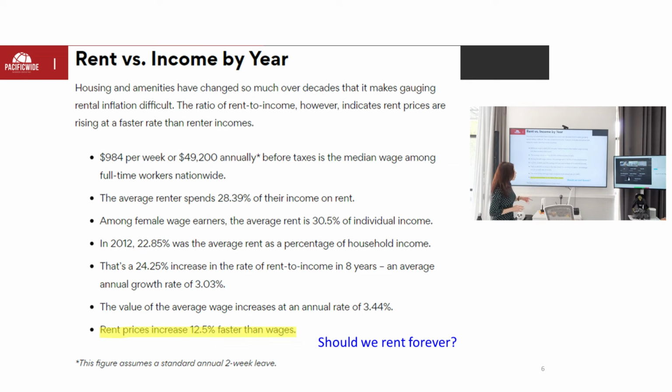I don't want to read the whole thing. You can read it later. But look at the last one. Read it for me, Jose. Rent prices increased 12.5% faster than wages. Explain it to me. The rent prices keep going up while your wages stay about the same. But how much more? 12.5% faster. What do you think about this statement? Rent prices increase 12.5% faster than wages.